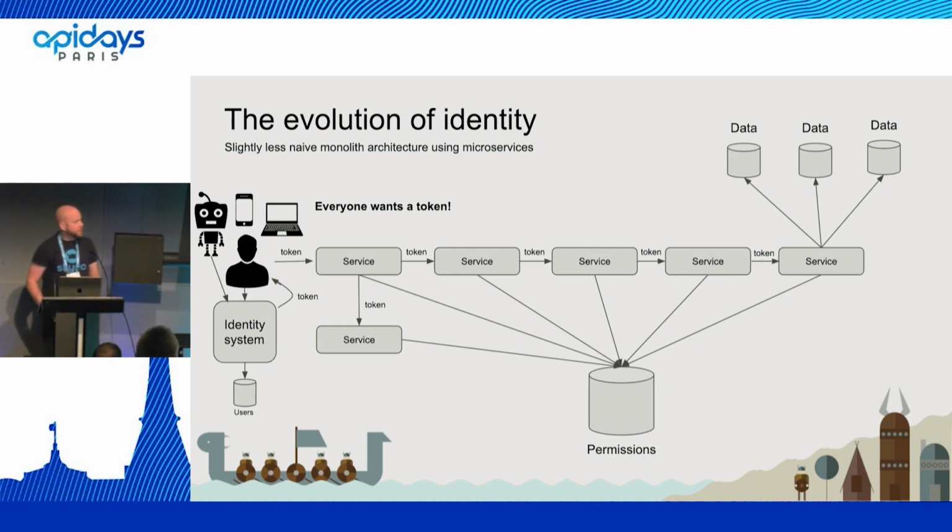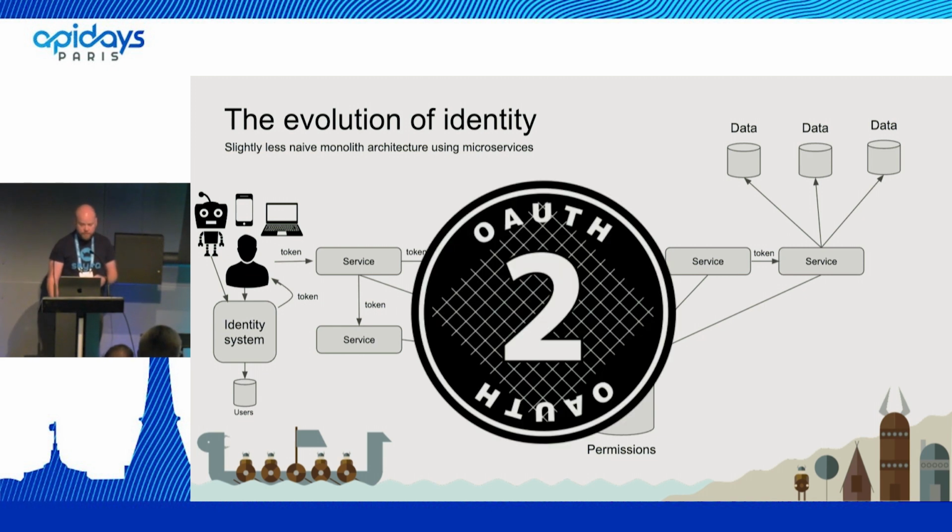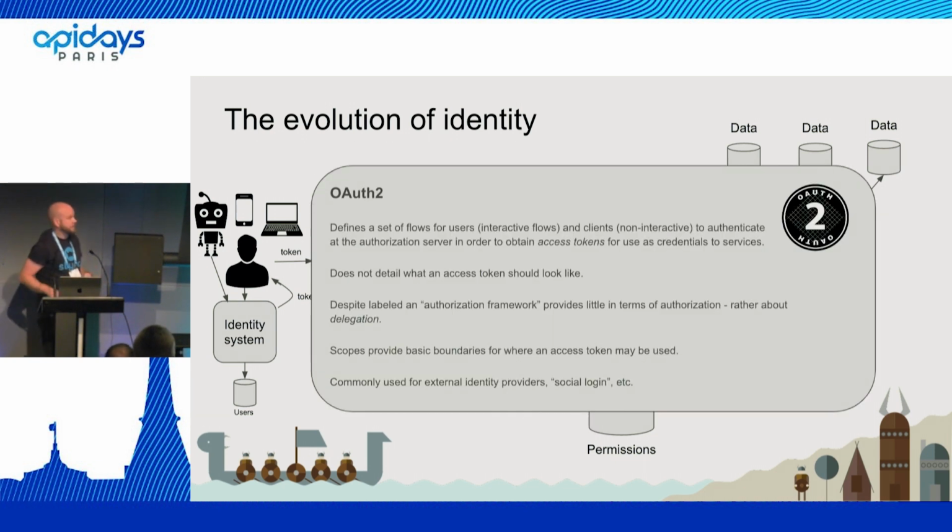But everyone wants a token. And if everyone wants a token, it's not just us people. We have API integrations. We have mobile devices, IoT devices, and whatnot. So this is basically what OAuth does. It provides a set of flows on how to ask people, which would be the interactive flows, or machines, which is like the non-interactive flows, for how to obtain these tokens.